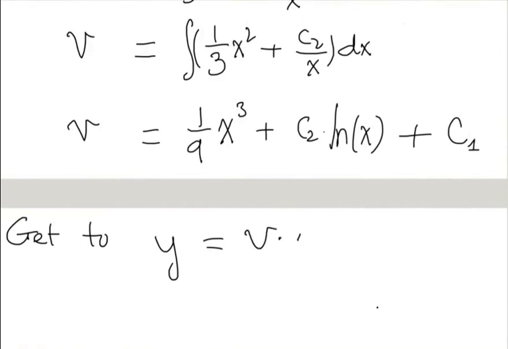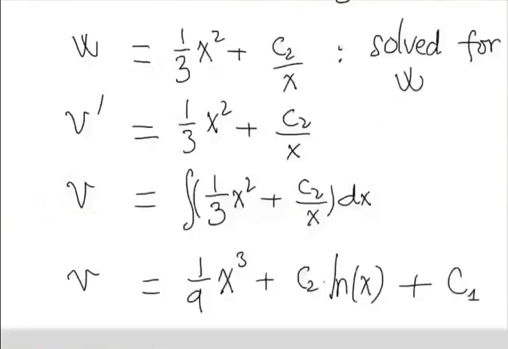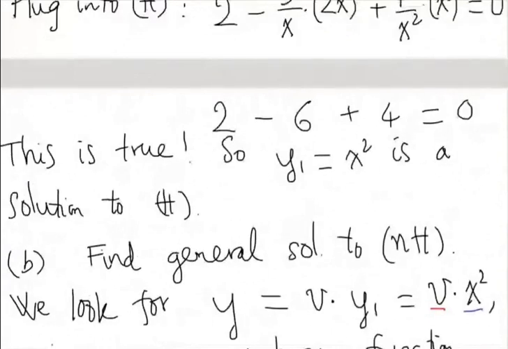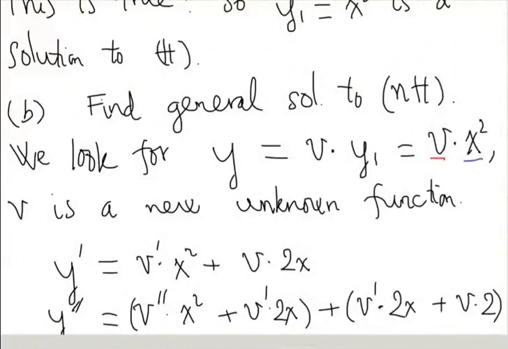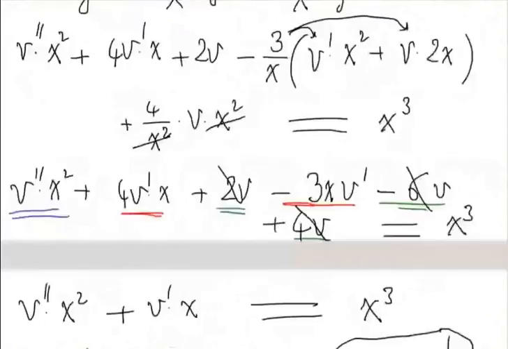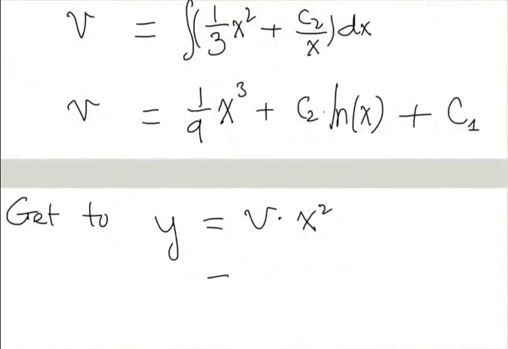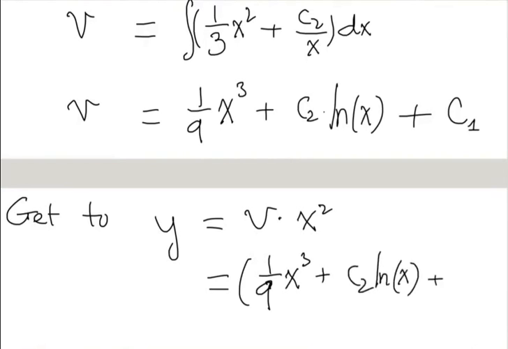Y is V times x squared. If you recall, that's what we started with right here. Okay, Y is V times x squared. And we already know V, so now we just multiply V by x squared, the whole thing here by x squared. So 1/9 x cubed plus C2 natural log x plus C1, times x squared.